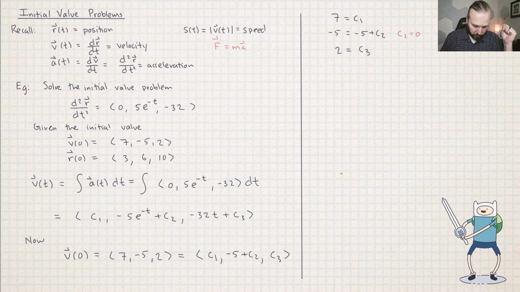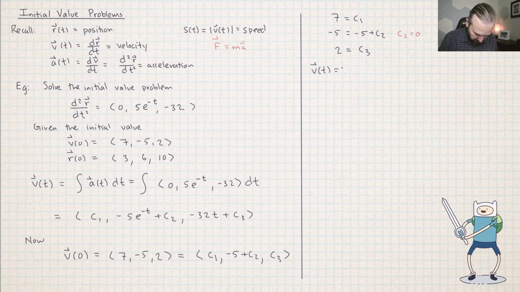Vectors are equal to each other when their coordinates are equal to each other. So this means that 7 must be equal to c1, and negative 5 must be equal to negative 5 plus c2. So I ended up with c1 is 7, c2 is 0, and c3 is 2. So what does this mean about the velocity at any time?